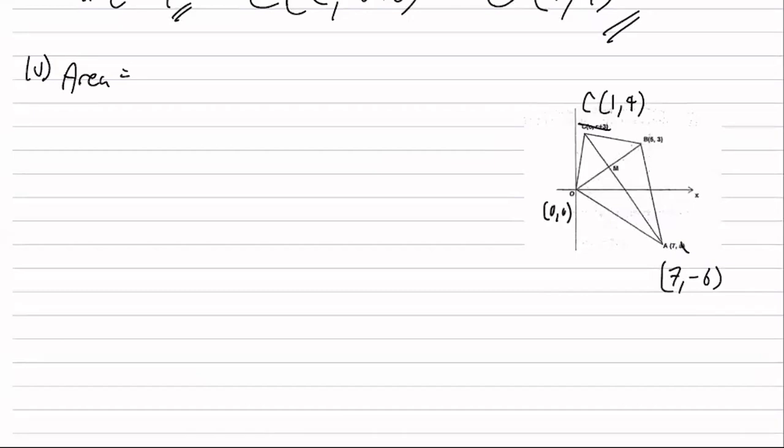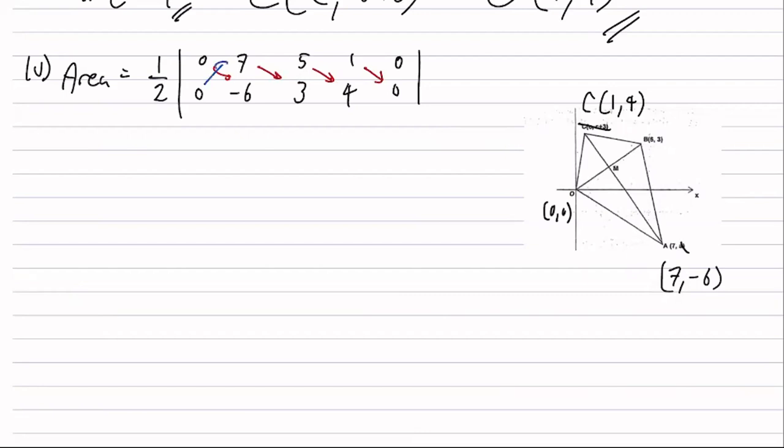So the recommendation is always to put 0, 0 as the first one, because it will make your life easier when you do the multiplication. So let's just go anti-clockwise. Then there'll be 7 comma -6, then 5 comma 3, then 1 comma 4, then finally go back to 0, 0. Is that correct? I hope so. Yeah, then just multiply out half modulus of something minus something.